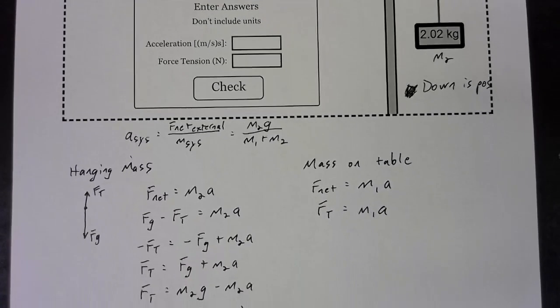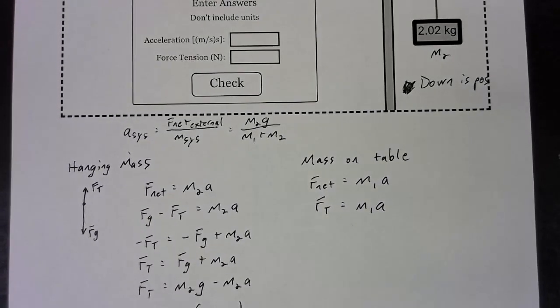So if we just focus on the mass on the table, we can do this the same way. We'll find the tension. It's simply the mass of block 1 times the acceleration of the system. Try that. Maybe a little simpler, a little bit quicker for you.